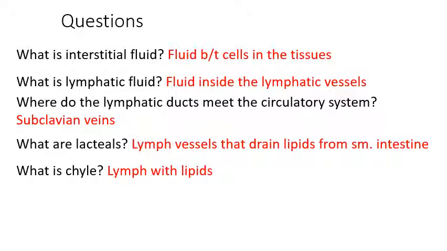Okay, so there's your answers. Interstitial fluid is fluid between the cells in the tissues. Lymphatic fluid is the fluid that's inside the lymphatic vessels. The lymphatic ducts meet the circulatory system at the subclavian veins. Lacteals are lymphatic vessels that drain lipids from the small intestine, and chyle is that lymph with lipids that is being drained through the lacteals.